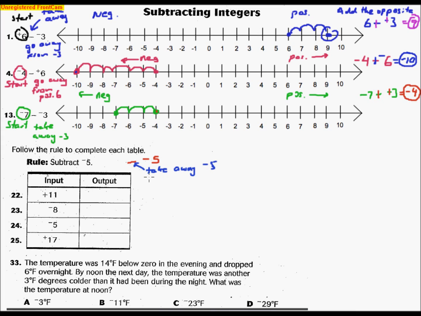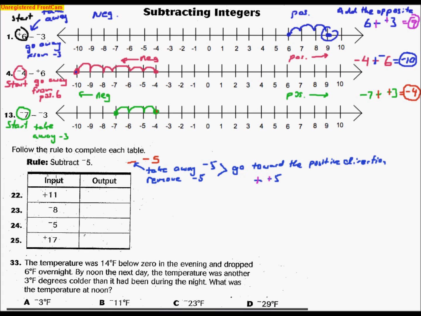Or you can think of it as another way to say take away, remove -5. If I'm removing negatives, that means I go in the positive direction. That's the way I want to go. So what's another way to write this take away negatives? Well, take away -5 is the same thing as adding +5. So really all I have to do is add 5.